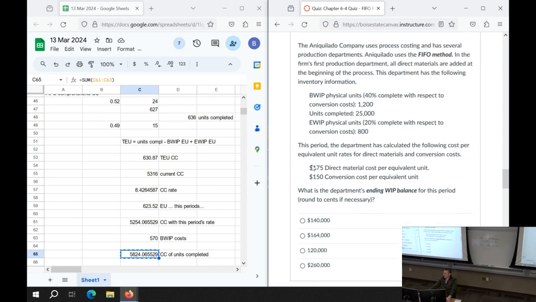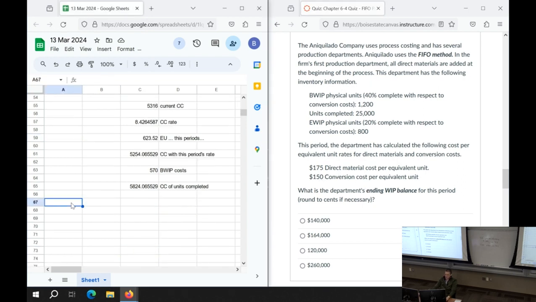Okay, so this is going to be fewer steps. You're going to feel like these are vacation questions on the quiz, because you just take these rates, which are DM cost per equivalent unit and CC per equivalent unit, and multiply them by the equivalent units in ending WIP.